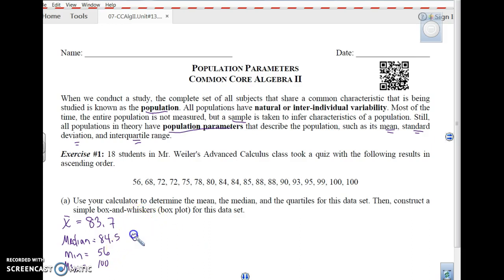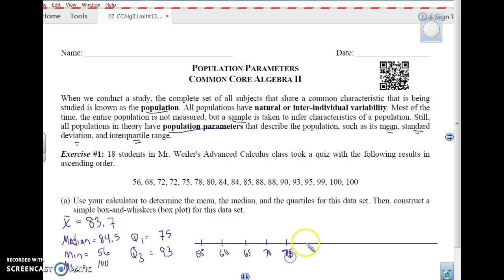So let me write them down here. Q1 is 75 and Q3 is 93. Okay, so if I want to construct a box and whisker plot, I need these 5 numbers right here. First of all, I'm going to need some kind of scale. So I'm going to start, say, let's see, my numbers start at 55 and go by 5. So I can do whatever I want. 55, 60, 65, 70, 75, 80, 85, 90, 95, 100.